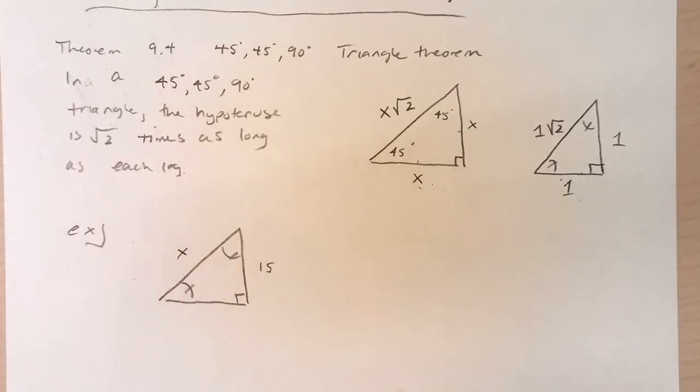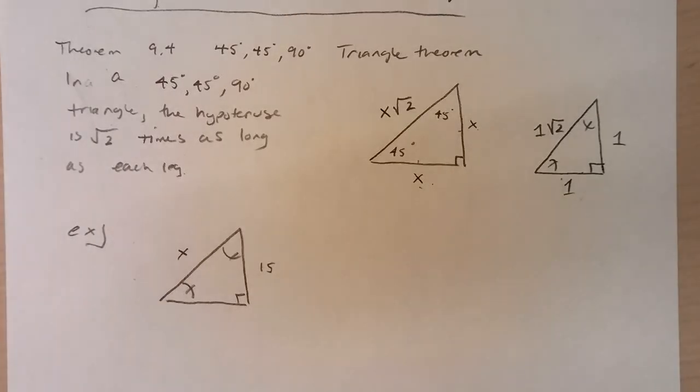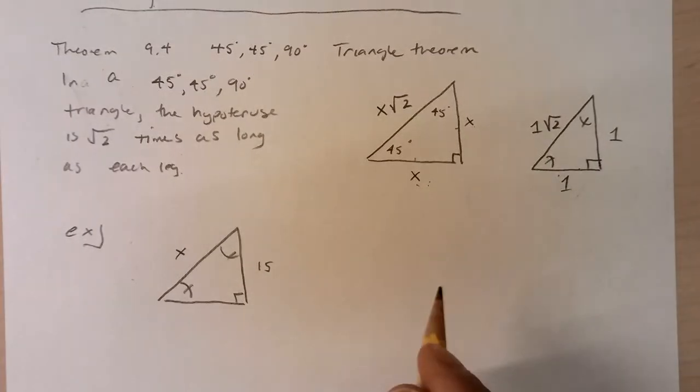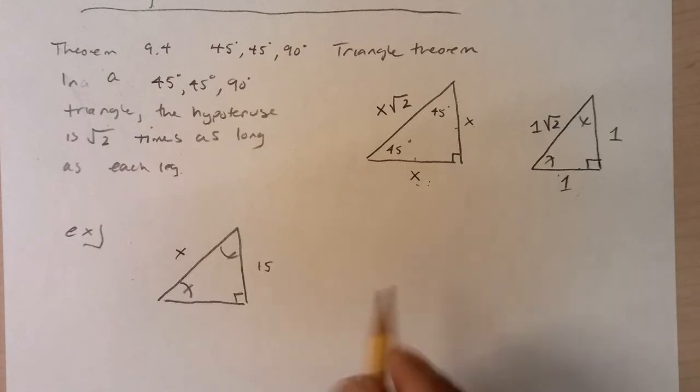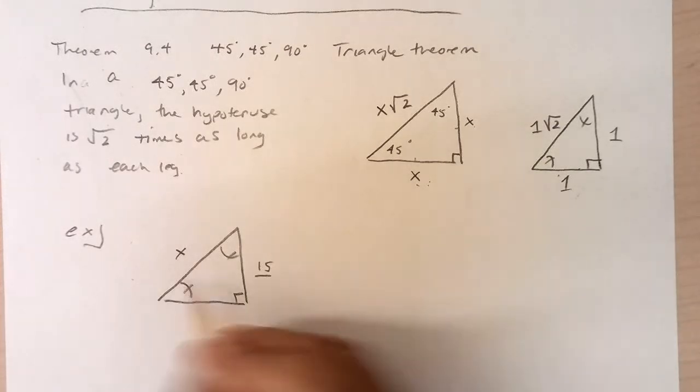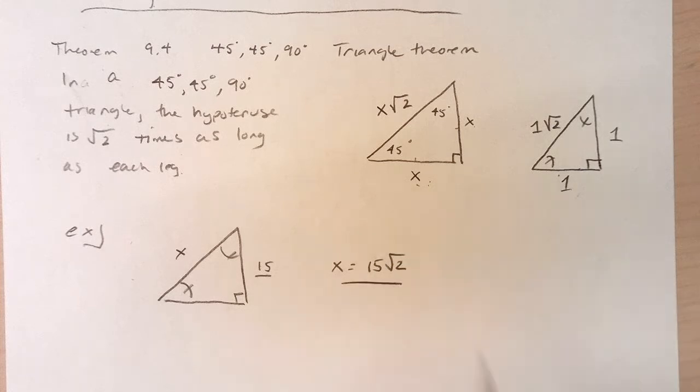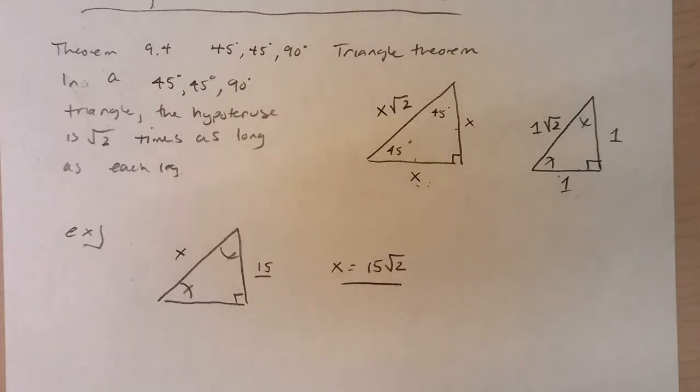Okay. Let's just say I'm given this. One of the legs is 15. You want to find the length of the hypotenuse. So you could use the fact that the hypotenuse is square root 2 times longer than each of the legs. So this leg is 15, then x would be 15 times the square root of 2. You just leave it like that. That's in simplified radical form.